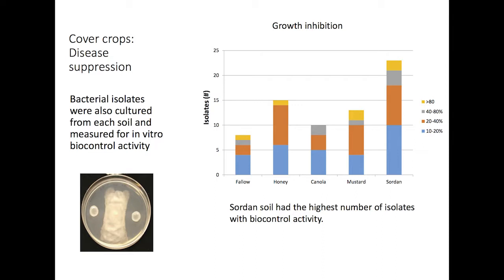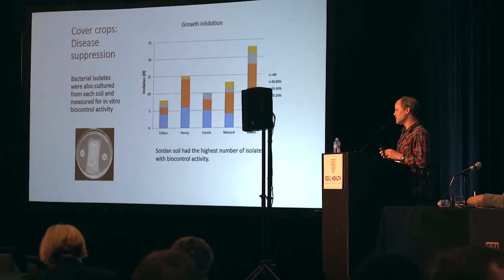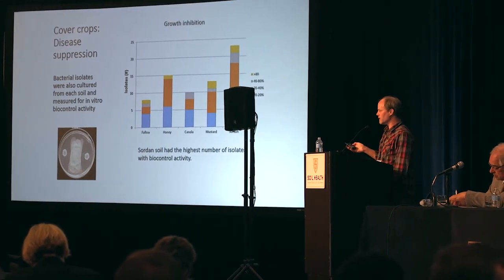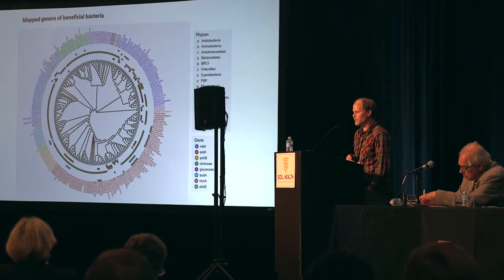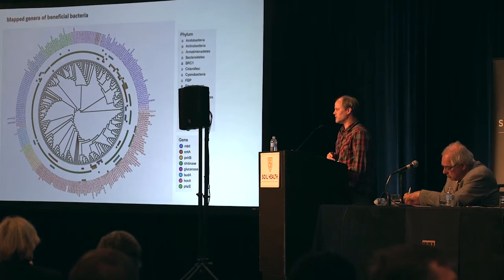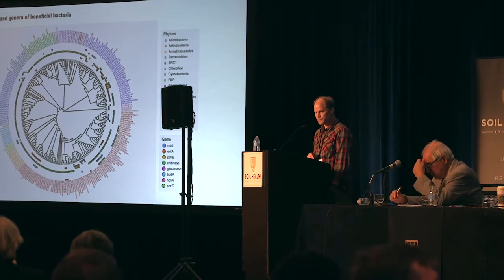But what we saw was that in the sorghum Sudan, where we saw the higher yield, we see more siderophore activity. We're also seeing more biocontrol activity. We see a very high diversity of isolates, but we can only grow a limited number of isolates. So the real question is, what is in those soils that's contributing to biocontrol?